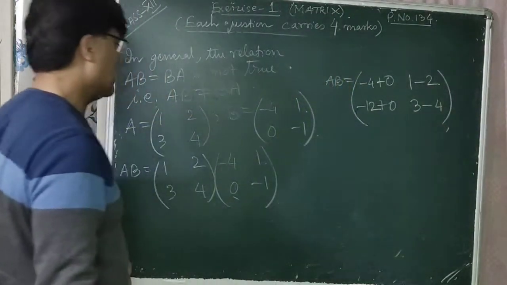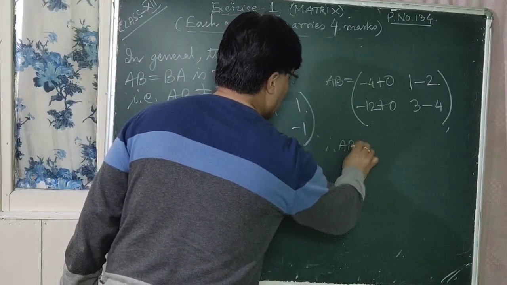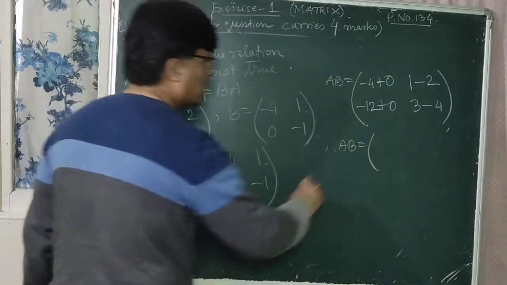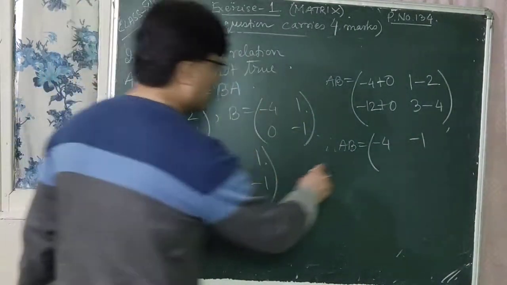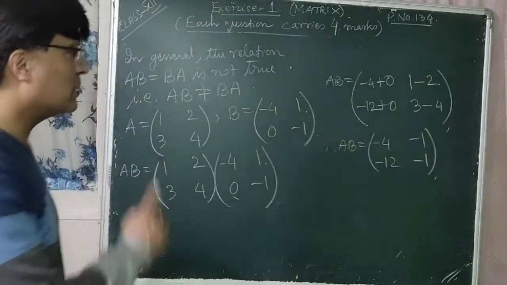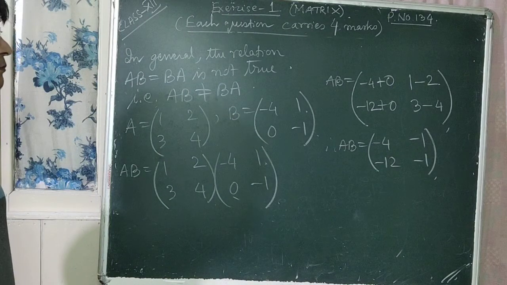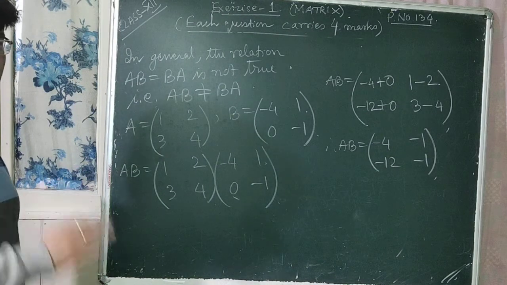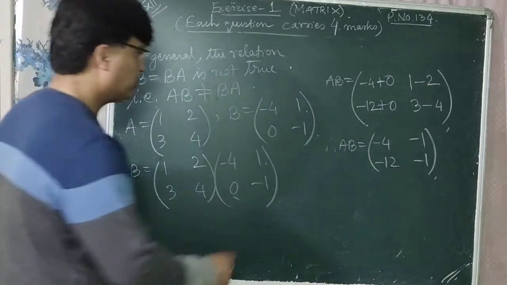Minus 4, right? So therefore, what is AB now? So AB is equal to minus 4, minus 1, and then minus 12 and minus 1. That is AB is equal to minus 4, minus 1, minus 12, minus 1. That is AB. Now let us find out BA.